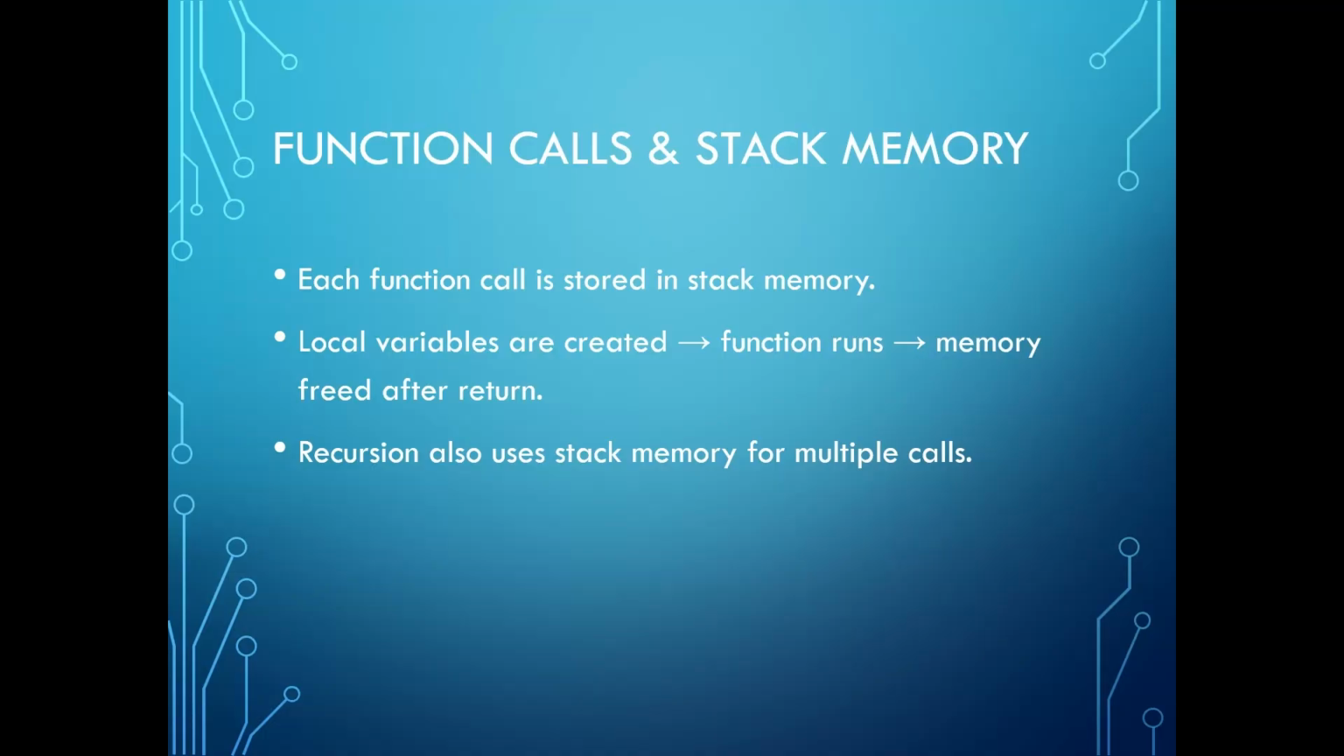Function calls and stack memory. Each function call is stored in the stack memory. So every function call uses the stack memory. Local variables exist only during function execution. After return, memory is freed. I think you remember in the last-to-last lecture we discussed the memory. Whenever a local variable is there, it exists within that function only. So the local variables exist only during the function execution, and after return, the memory will be freed.